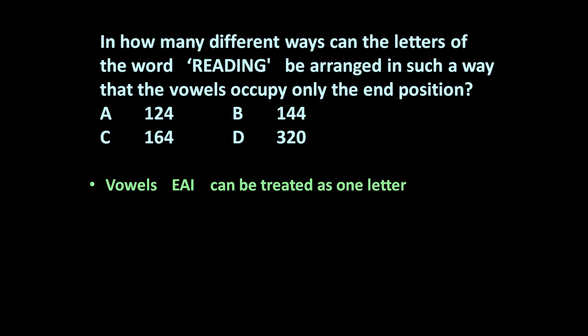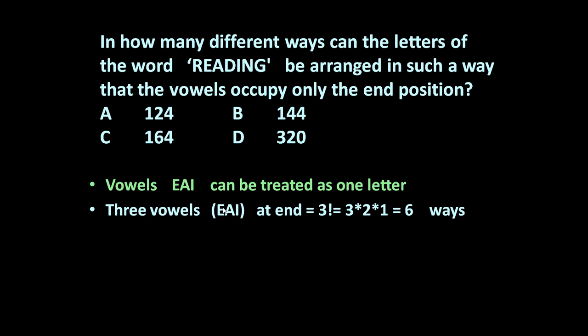Now there are three vowels E, A, I. These three vowels can be treated as one letter. They must occupy the end position. So at the end, these E, A, I can be arranged in factorial 3 ways. These three vowels are at the end, but at the end itself they can be arranged in factorial 3 ways, means 3 into 2 into 1 is equal to 6 ways. The different ways means EAI, it may be AEI, IAE, etc.